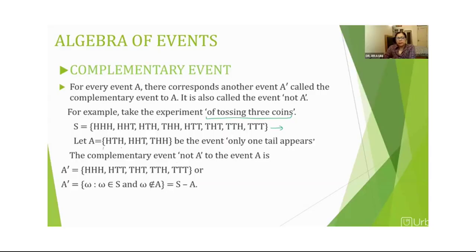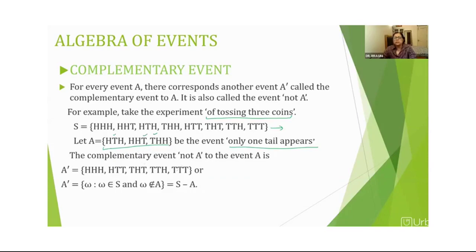Let A be defined as this: the event only one tail appears. You can see here only one tail, one tail. These 3 possible outcomes make up the event which defines only one tail appears, right? So these are the possible outcomes we had taken out of these 8. This is a compound event, right? We had just learned that.